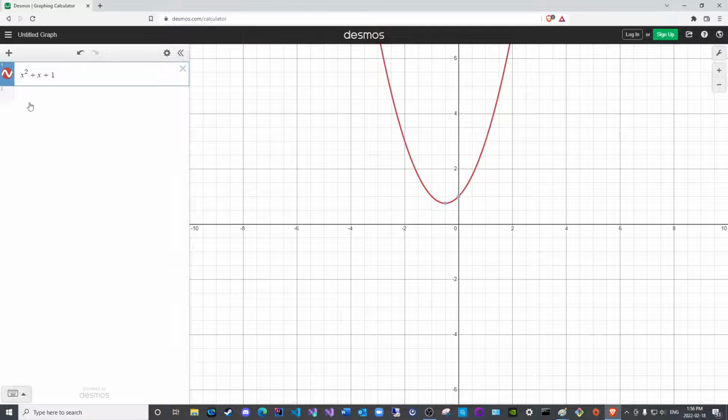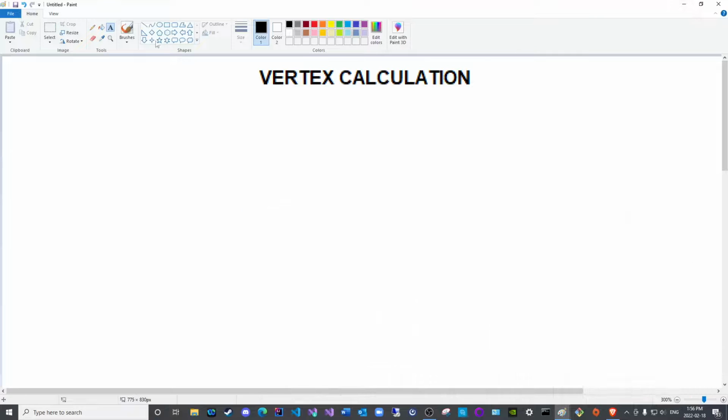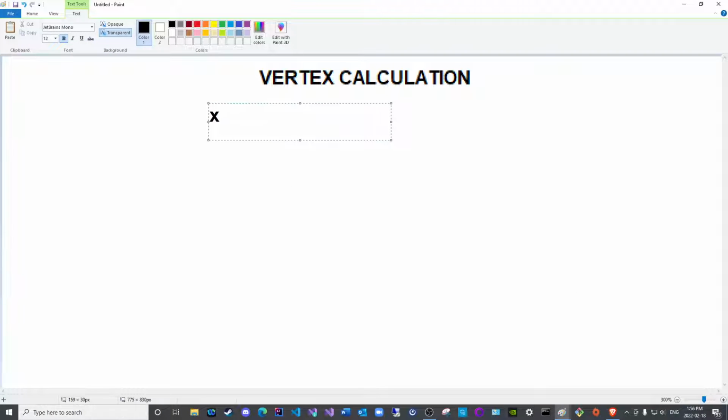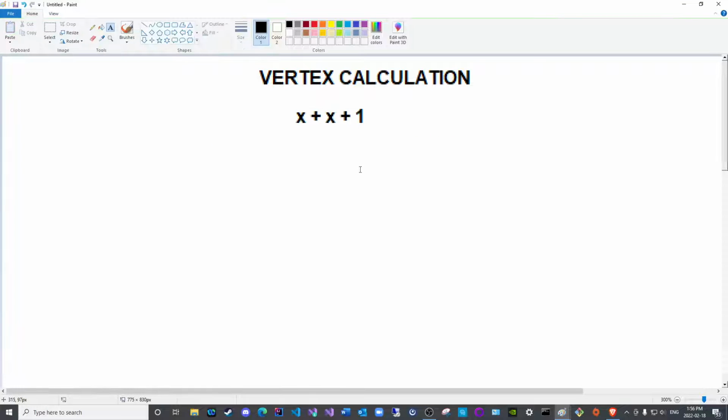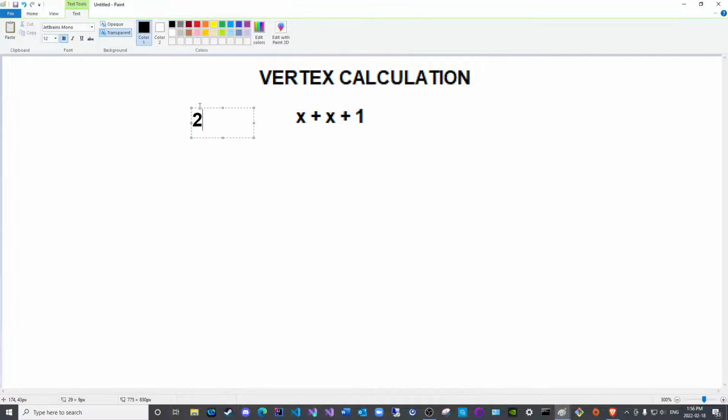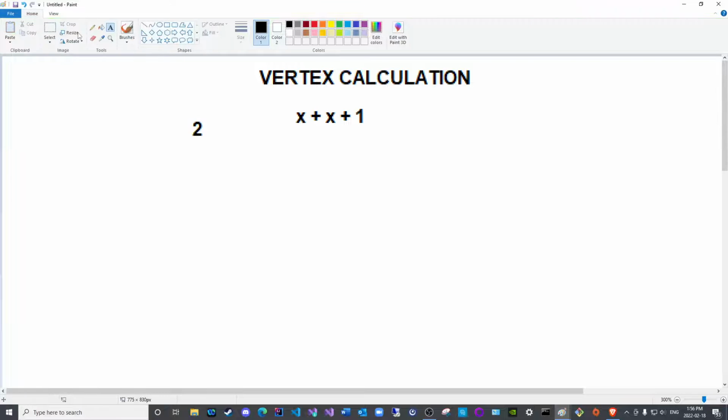Now let us see the calculation required to calculate this vertex, and we will see if it matches the points provided. Let us take a look. So we will have the equation here, x plus 1, and let us write 2. There we go. And I will activate transparent selection just to be safe. There we go. Okay.